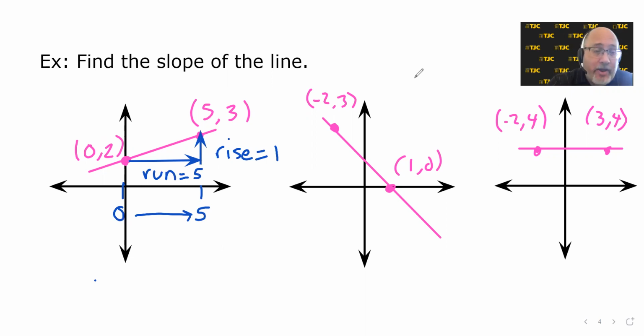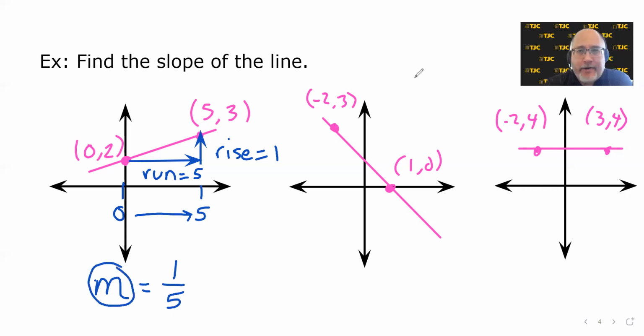Now I'm going to introduce a new letter to you. If you just had to guess the letter for slope, you would probably never guess M. I think it has to do with the French word for mountain, or to climb a mountain, monter. But in general, whenever you see the letter M in an algebra class, it's the letter for slope. Slope starts with S, so we're going to use M to represent it. So our slope is 1/5, rise over run.